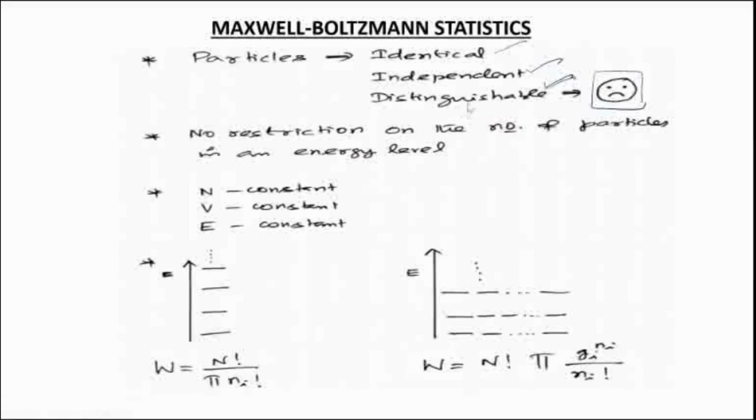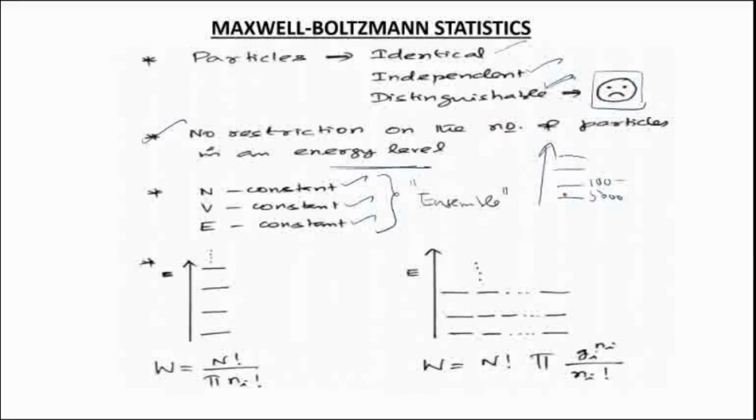So for Maxwell-Boltzmann statistics, particles should be identical, independent, and distinguishable. And there is no restriction on the number of particles in each energy level. In each level, you can place any number of particles, even 5,000 or 10,000 particles. Then the total number of particles should be constant, the total volume should be constant, and the total energy of the system should be constant. We say that these are all called ensembles. What is meant by ensemble, I'll explain in the next lecture.